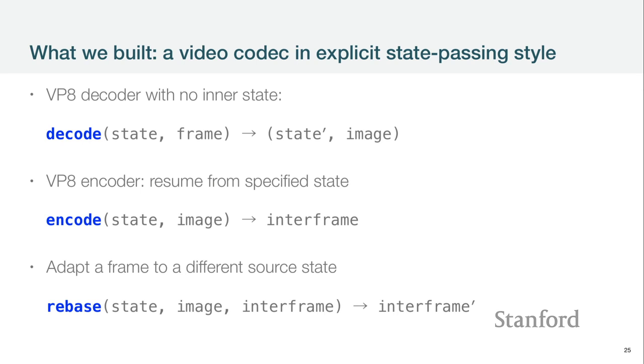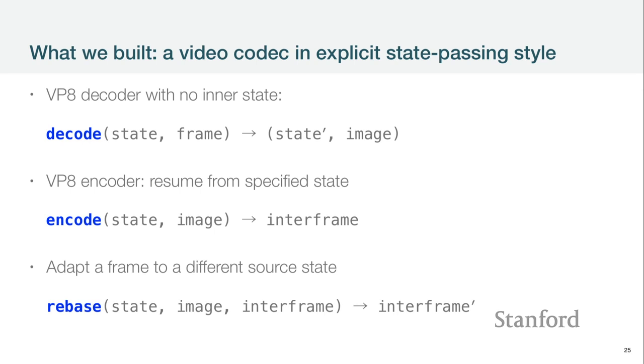And then we implemented the corresponding encoder, which takes explicitly the same kind of state object. There's an image coming off the camera, but we tell the encoder, this is the state of the decoder that you can assume that it's in. And it produces a compressed frame, an interframe that relies on the decoder having been in that state. This is a purely functional, no side effects implementation of one step of a video encoder.